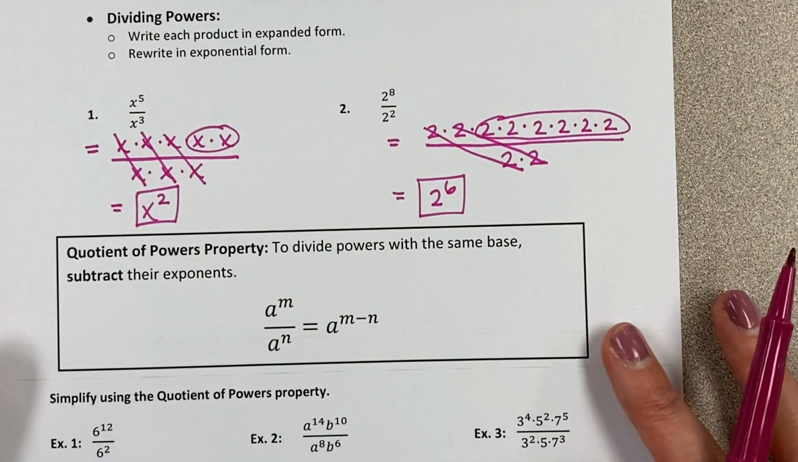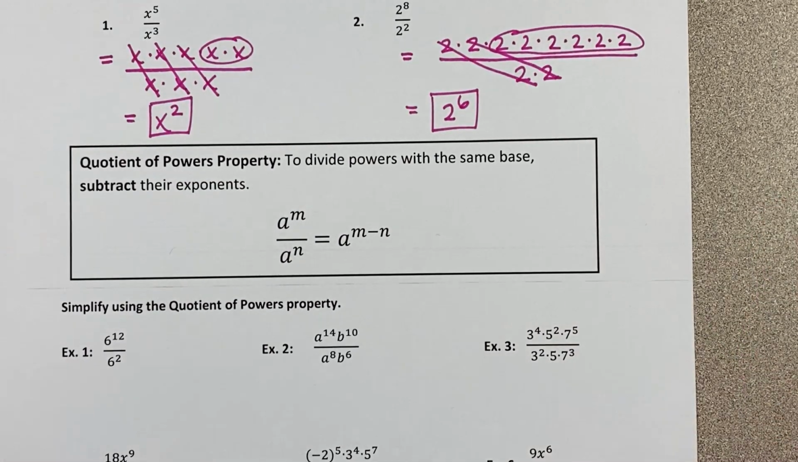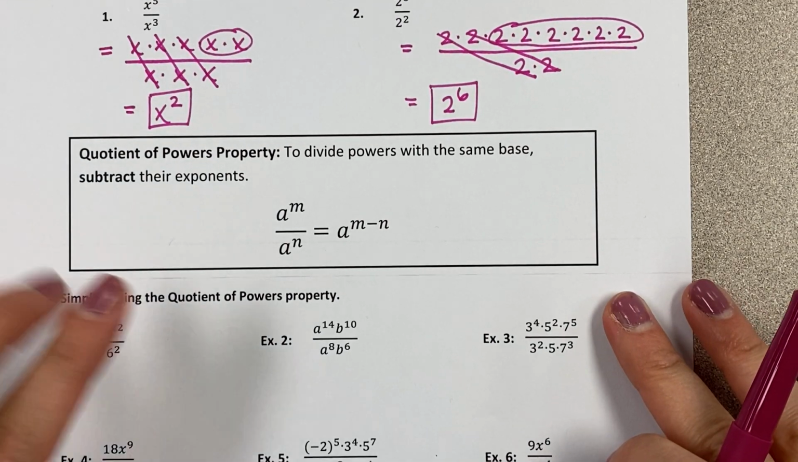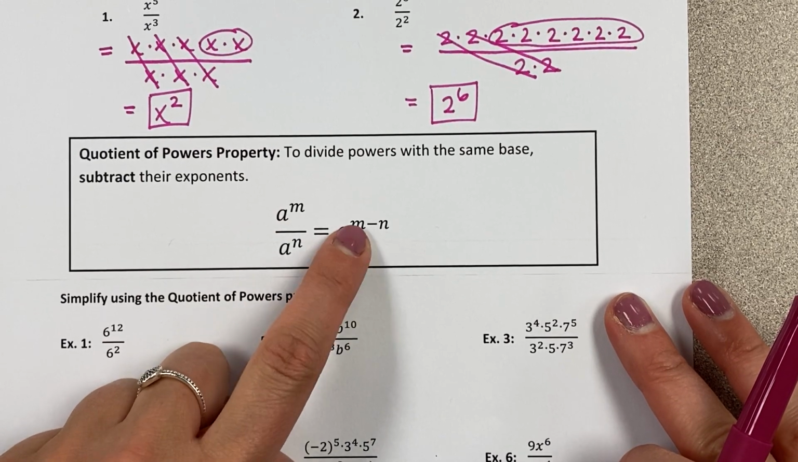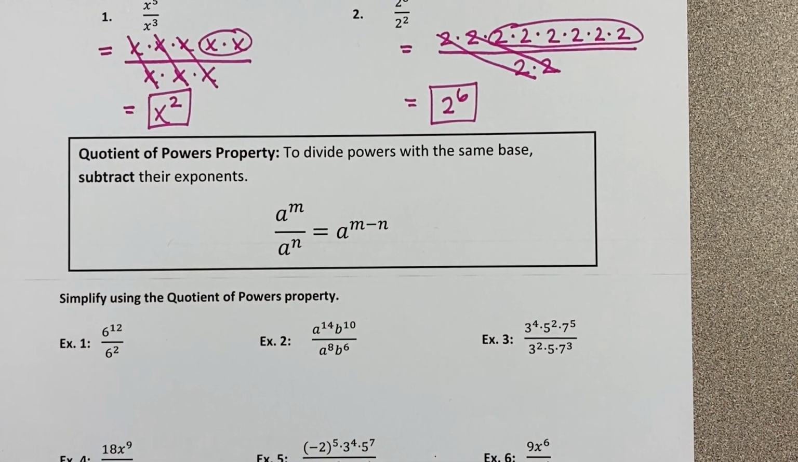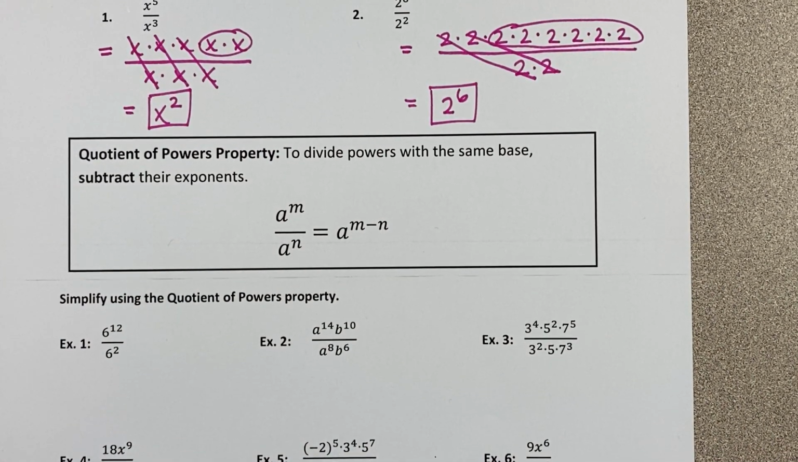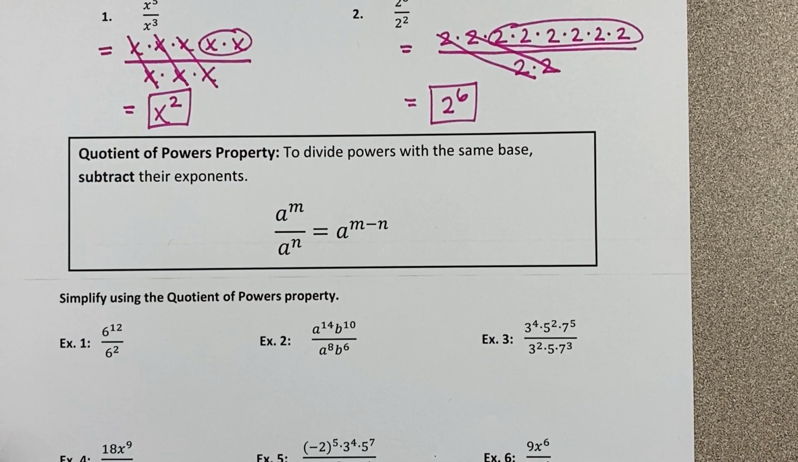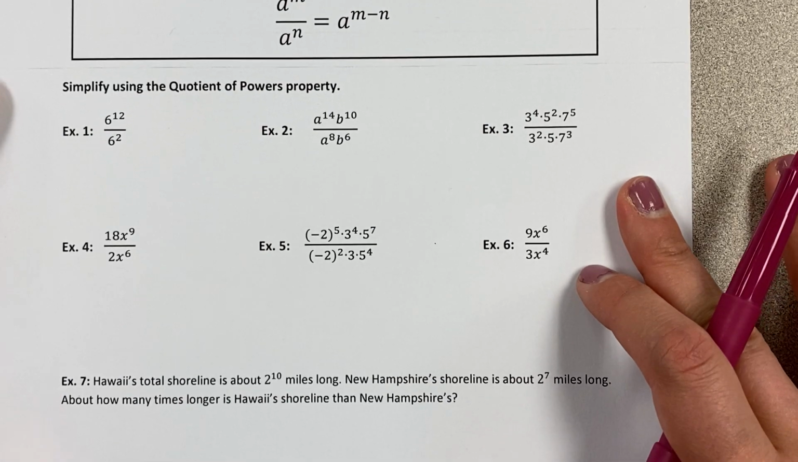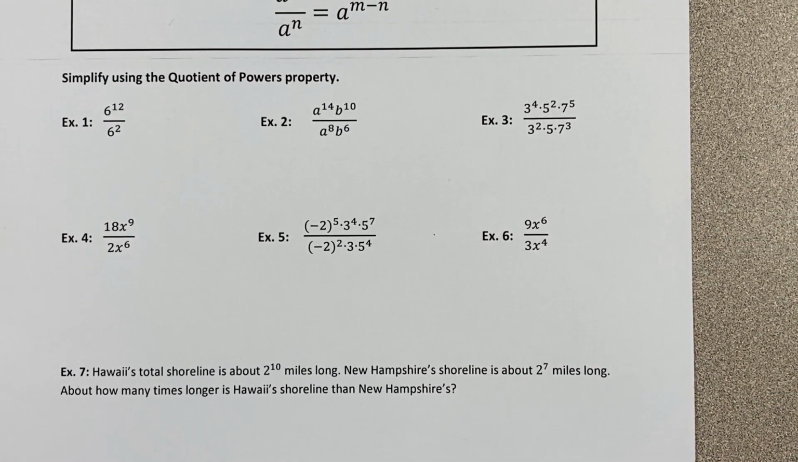I think we have our next property, quotient of powers. So to divide powers with the same base, they have to have the same base, you subtract the exponents. You're not dividing the exponents, you're subtracting them. So when we multiplied powers, we added the exponents. When we divide powers, we subtract the exponents. So we're gonna do some examples here.